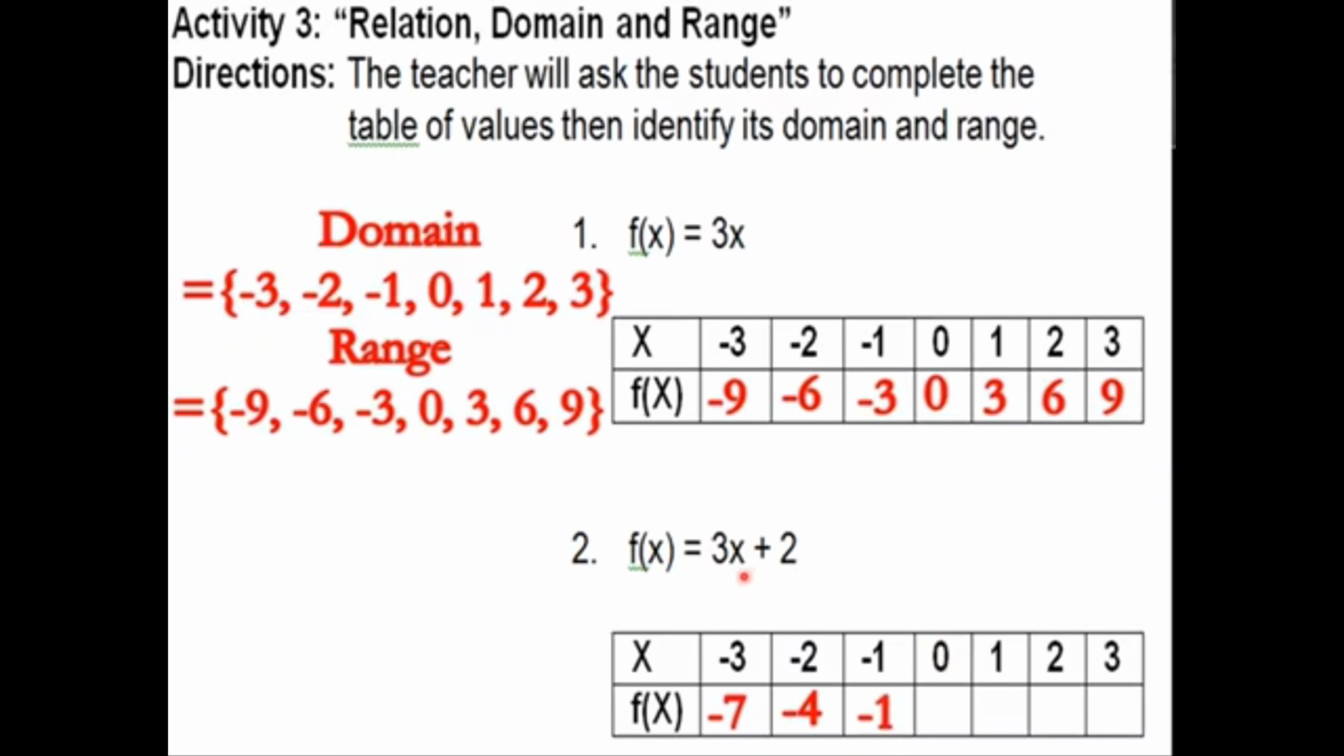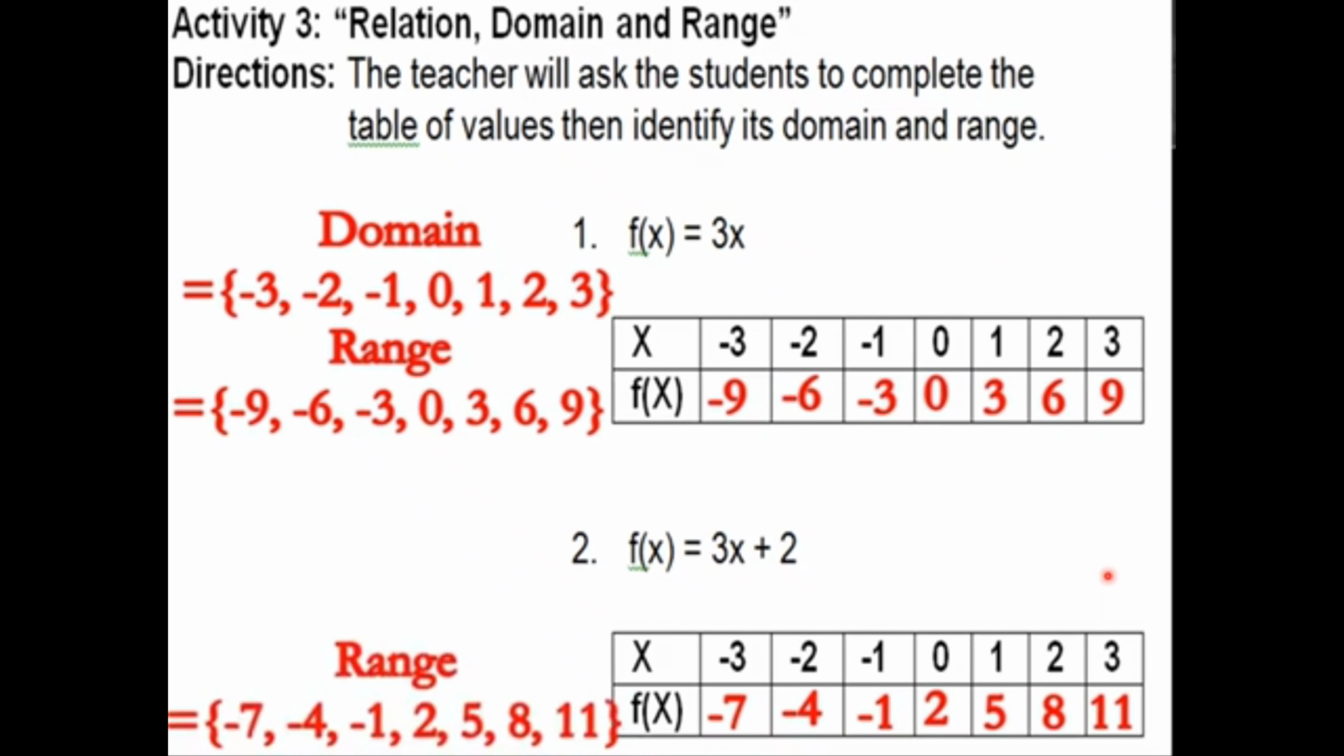When x is 0, that is 3 times 0 is 0. 0 plus 2 is 2. When x is 1, 3 times 1 is 3. 3 plus 2 is 5. When x is 2, 3 times 2 is 6. 6 plus 2 is 8. And when x is 3, 3 times 3 is 9, plus 2 is 11.